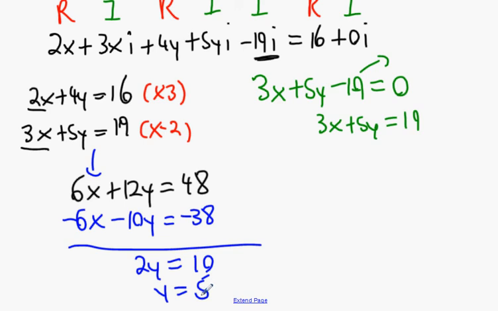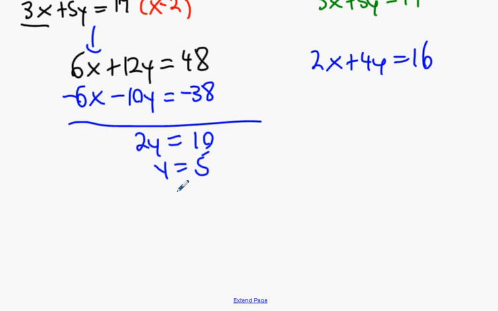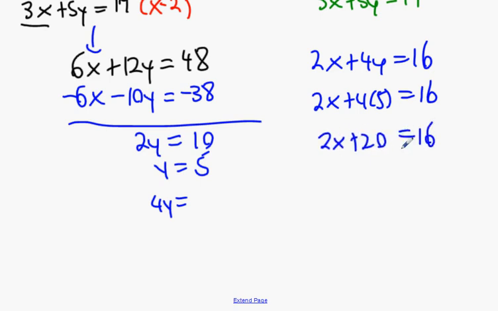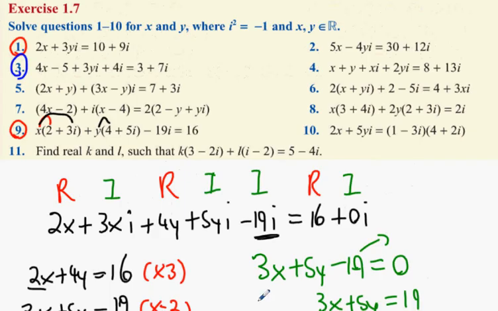Any explanation why I didn't get full marks? Pick an equation. 2x plus 4y equals 16. If y is 5, what's 4y? 20. Okay, so 2x plus 4 times 5 equals 16. 2x plus 20 equals 16. Therefore, bring the 20 over to the other side. 2x equals minus 4. x will equal minus 2. Okay, so the questions we did there were 1, 3, and 9.